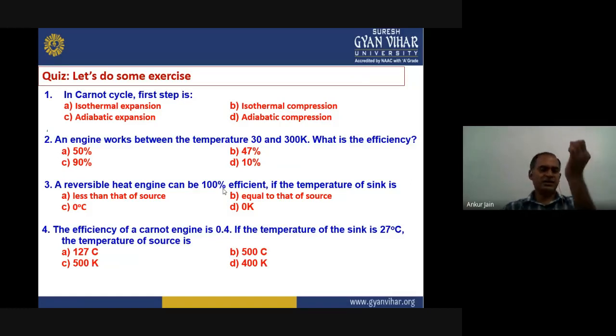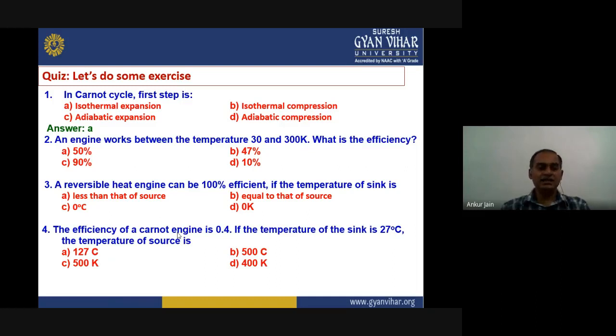So of course we started from point A, because we put it first at the source, and at that time we allowed it to expand, and because the source and piston can transfer heat, that was isothermal, so it was isothermal expansion. So the right answer for this question will be answer A, isothermal expansion.